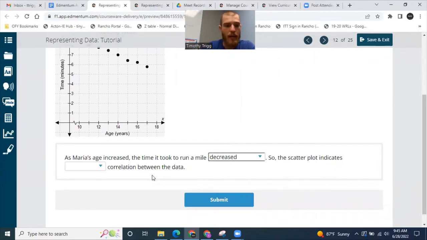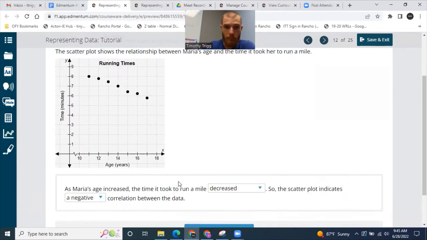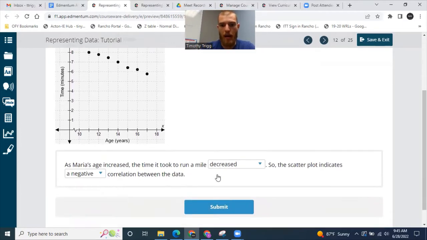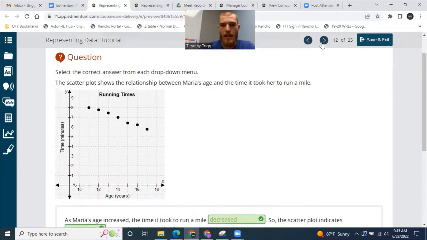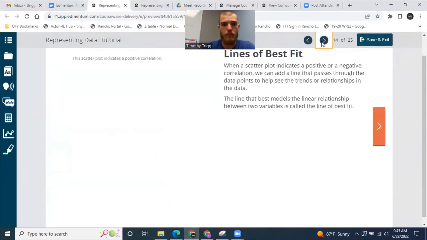So the scatter plot indicates a negative correlation between the data. As one variable increased, her age, the other variable decreased, the amount of time it took her to run a mile, right? So that would be a negative correlation.